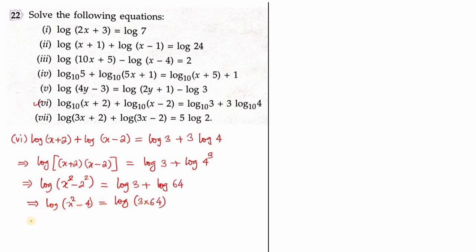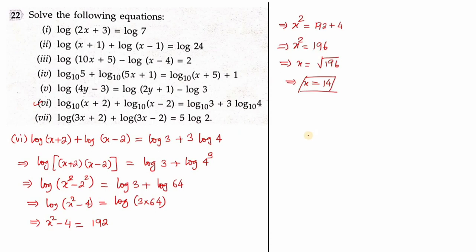So log can be cancelled, so it is x square minus 4 is equal to, okay, so let's multiply. 3 4s are 12, carry over 1, 3 6s are 18 plus 1 is 19. So from here you get x square is equal to 192 plus 4, that is x square is 196. Yeah, so we have x equal to square root of 196, and the square root of 196 is 14. So this is the value of x. So you may pause the video and note down your solution.